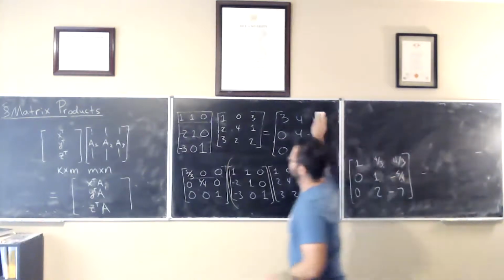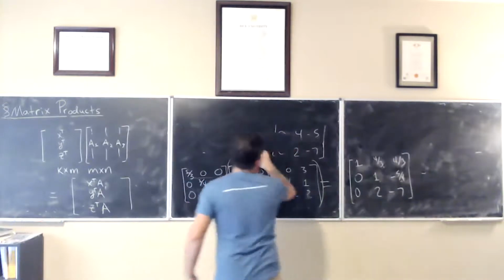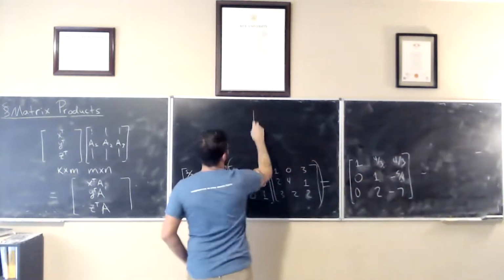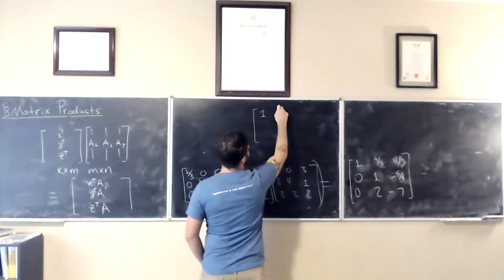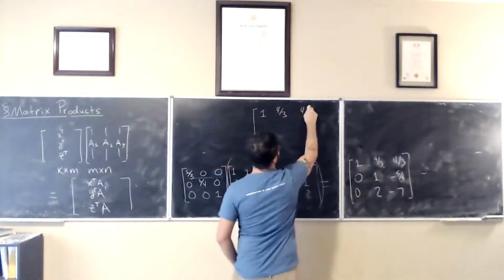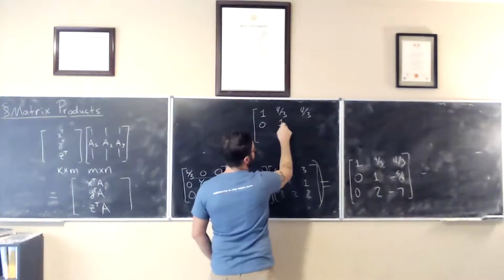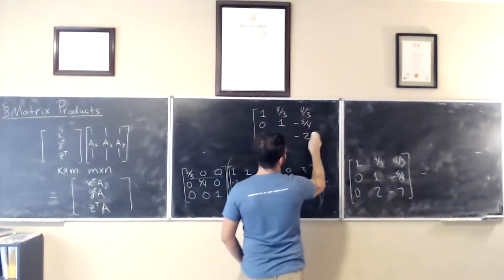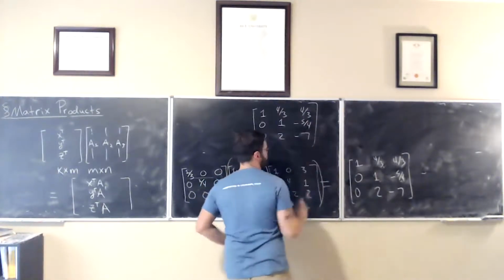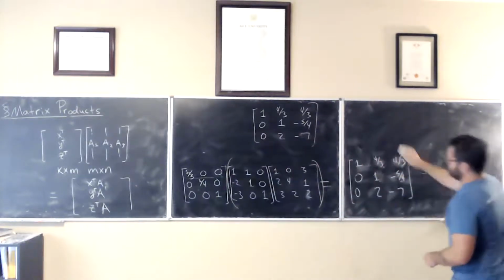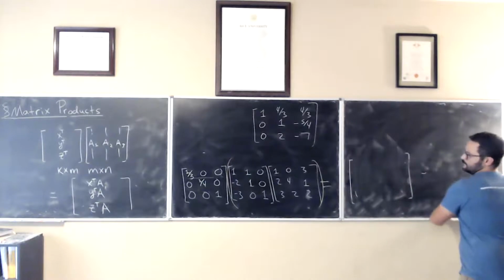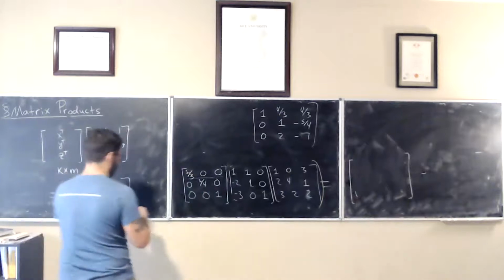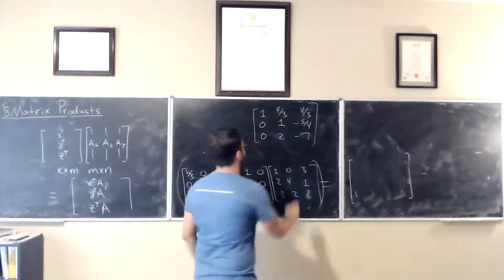So let me go ahead and write that out. Currently our matrix looks like this: 1/3, 4/3, 0, 1, -5/4, 0, 2, -7. That's currently what our matrix looks like. So now, everything in yellow multiplied together is this, right?